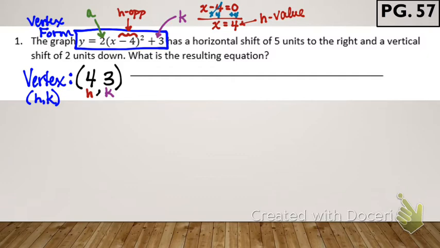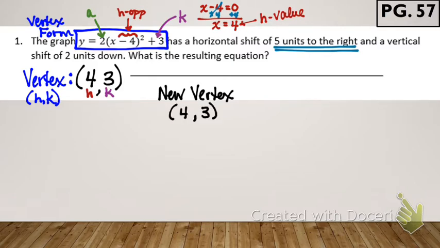All right. This graph right here with this vertex, we're going to take it and we are going to shift it 5 units to the right. Which of these two numbers, the 4 or the 3, is going to change if I shift this 5 units to the right? H is going to change. So to find the new vertex, I take the original vertex, 4, 3, and I'm going to add 5 to that.